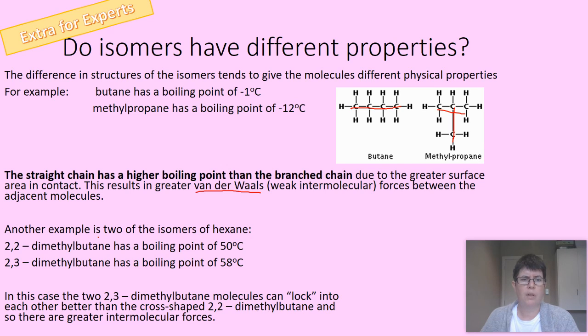Another example is the two isomers of hexane, 2,2-dimethylbutane and 2,3-dimethylbutane. They've got a difference in boiling point of 8 degrees centigrade. In this case, the 2,3-dimethylbutane molecules can lock into each other better, so they have greater intermolecular forces, leading to a higher boiling point.